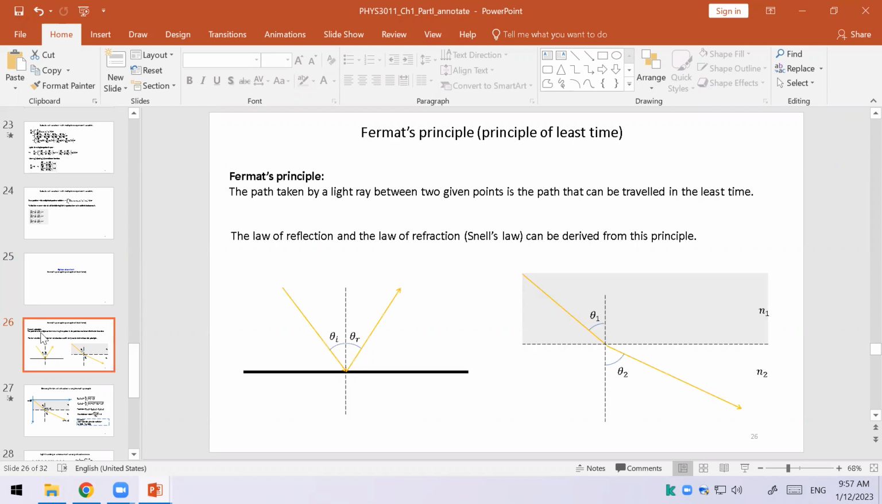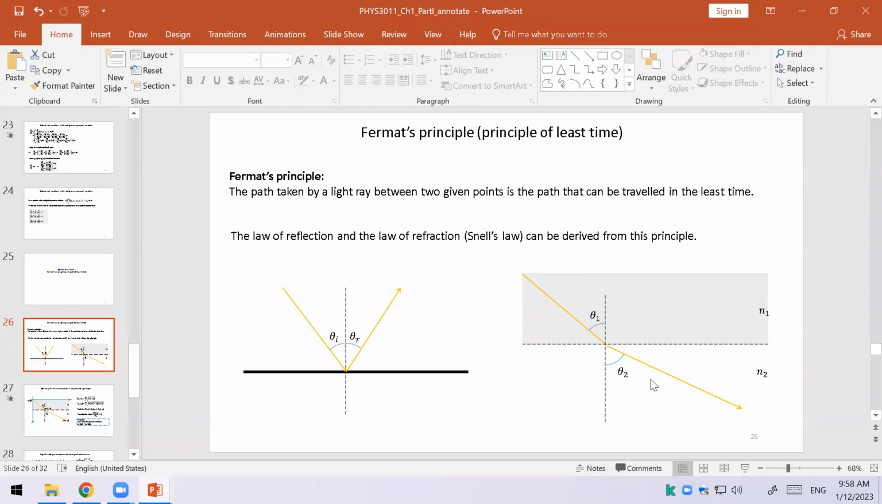If I just show you these two pictures, I'm sure that you know this law of reflection and this law of refraction, the so-called Snell's law. For the law of reflection, the angle of incidence equals the angle of reflection. And for the law of refraction, n1 sine theta 1 equals n2 sine theta 2.